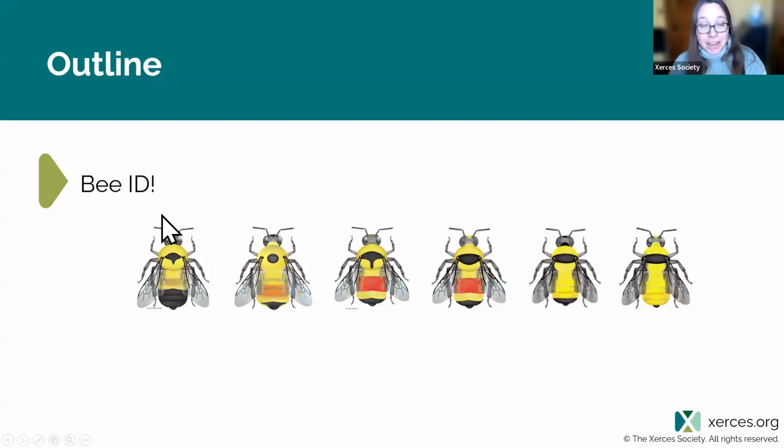So just a quick outline for today. Today is going to be all about Bumblebee ID for these 6 different species of bumblebees. Most of these bumblebees are bees that sort of stand out because they have either some reddish hair, are red bumblebees here, or they have lots of yellow.